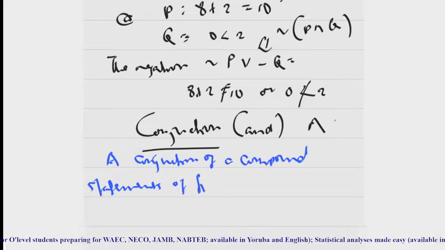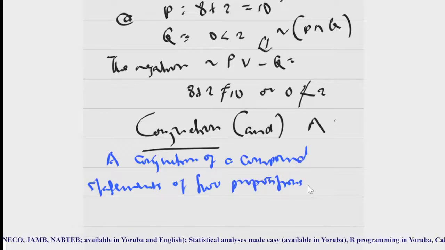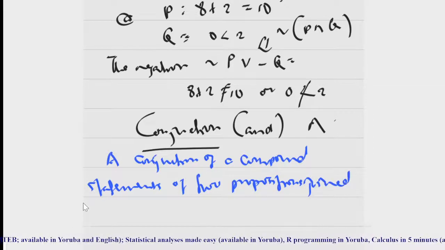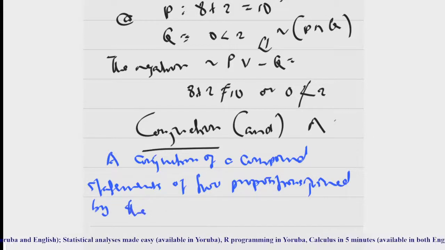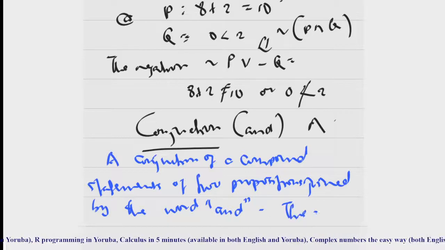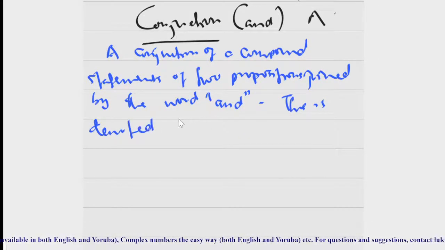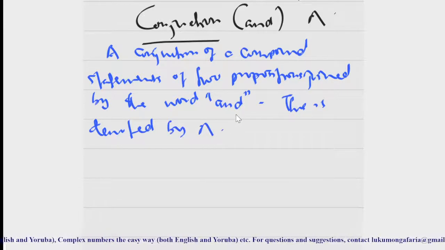A conjunction of a compound statement, let's say of maybe two propositions, joined by what? By the word and, or you use this symbol above. So we denote it by cap, which looks like that of intersection. It is denoted by this. I hope you understand now. So when you have this kind of symbol, and, we call it a conjunction.